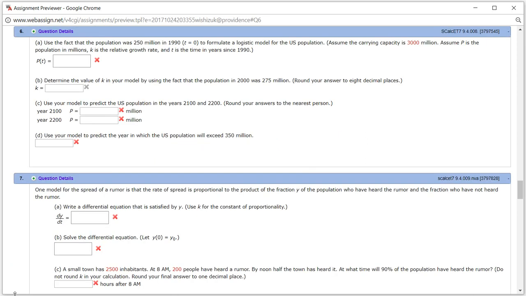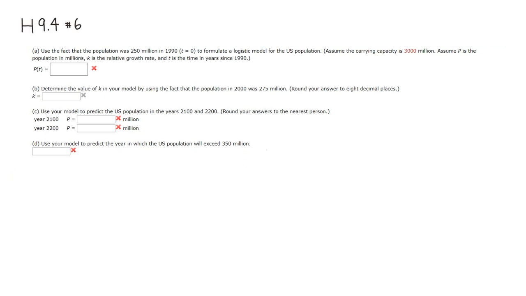All right, let's look at homework 9.4, problem number 6. So let's do this logistic model problem. It says that the population was 250 million in 1990, where t equals 0. So this is our initial population, P0. Then carrying capacity is 3,000 million. So this is going to be our M.